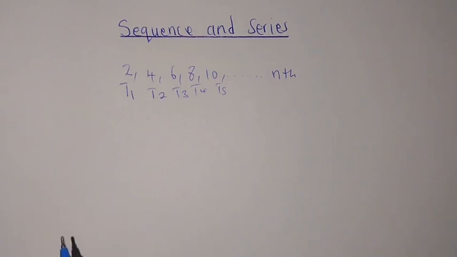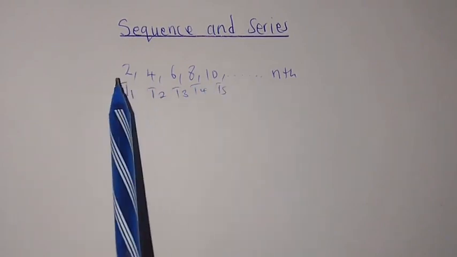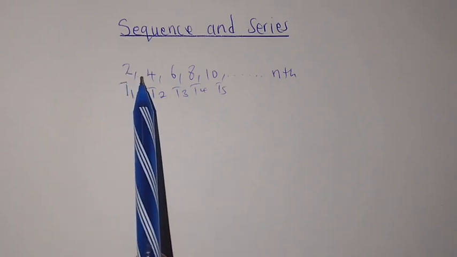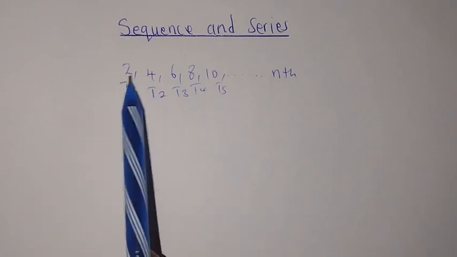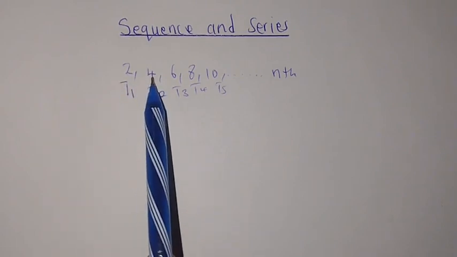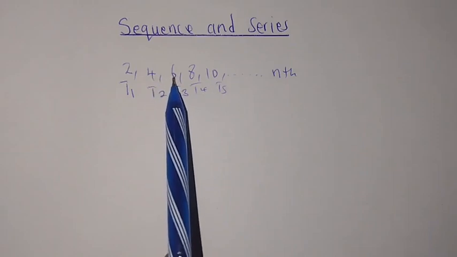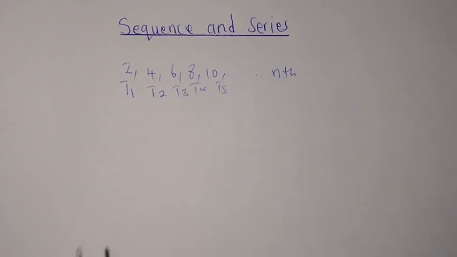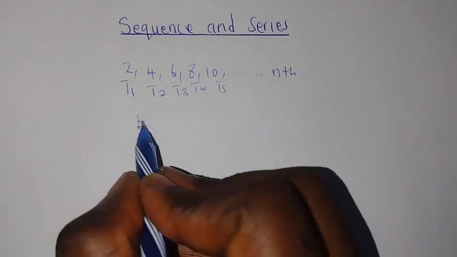Each sequence has a specific rule that it follows. When you look at this sequence, starting from the first number, to go to the second number the difference is 2, so they are adding a 2. From 4 to 6, they have added a 2. From 6 to 8, they are adding a 2. So each sequence has its own specific rule. Let us now look at examples of sequences.